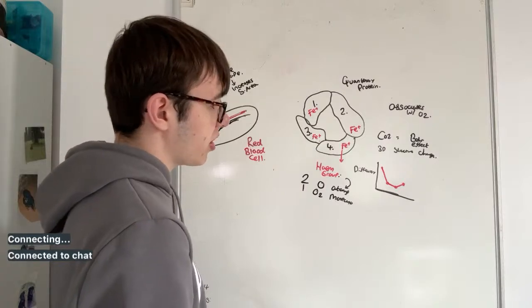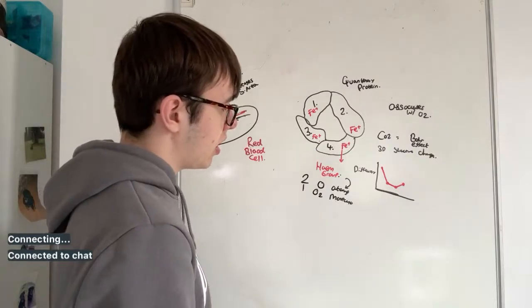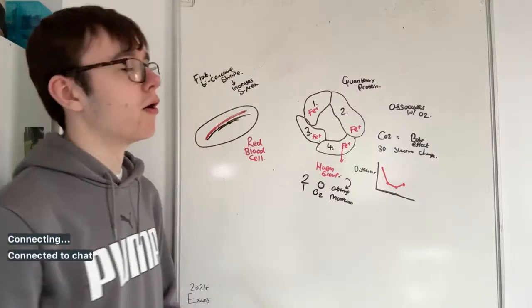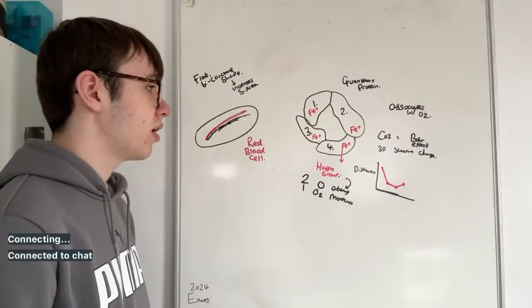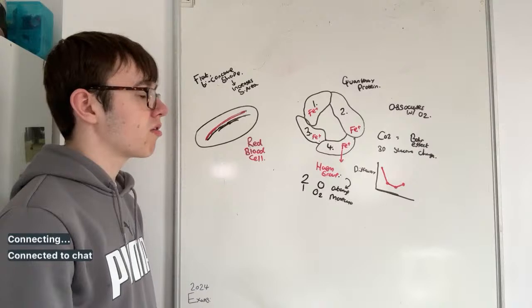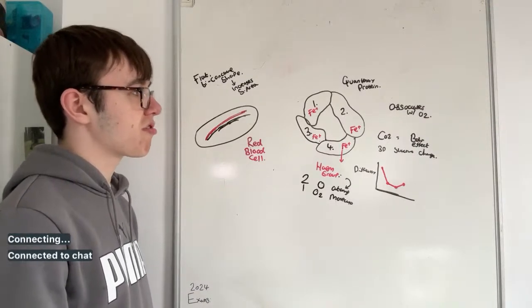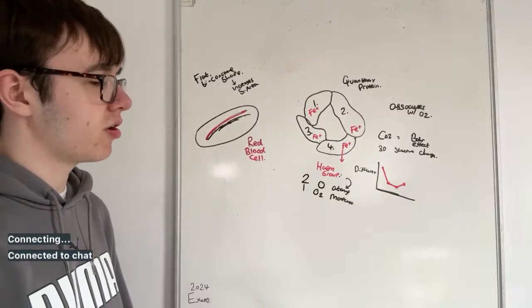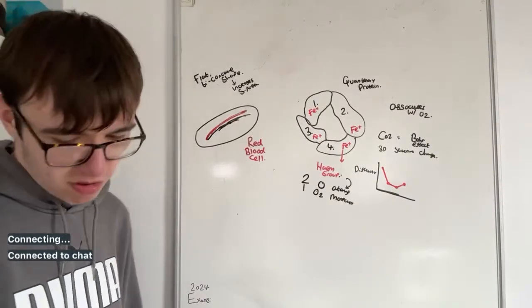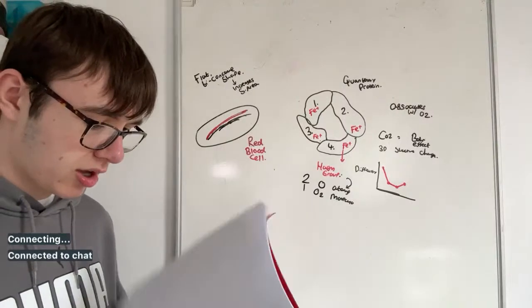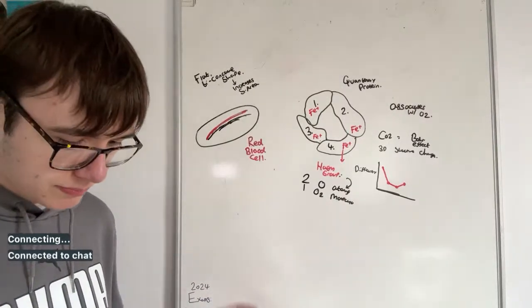It disassociates with oxygen, obviously by kind of a Bohr effect. Carbon dioxide will cause a change in structure which causes it to disassociate with oxygen, but I'm not sure if there's another reason. So that's all the knowledge I can think of, so let's go check our book.